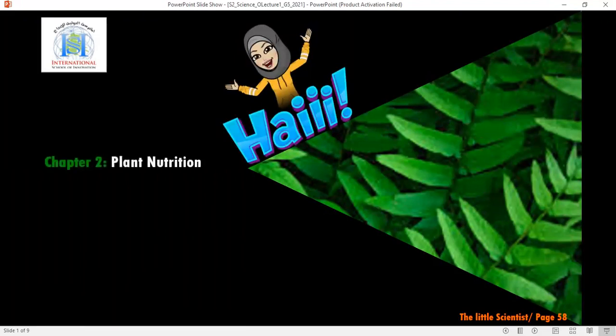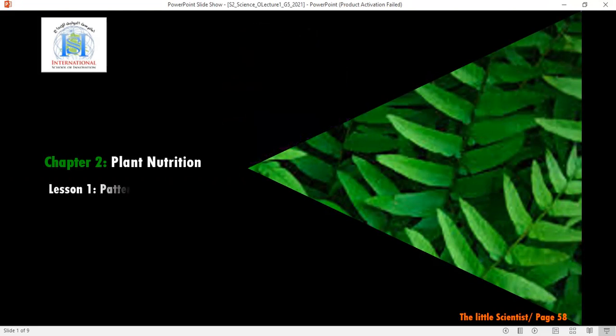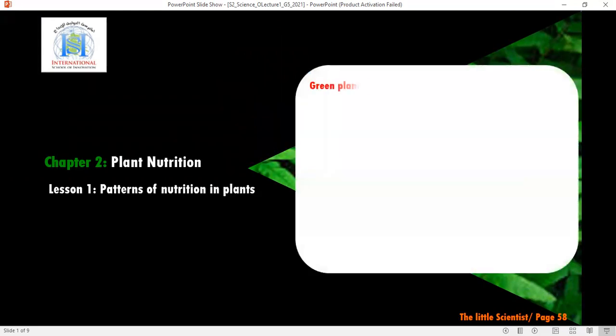So as you all know, plants like us are living organisms. So they need food to live and grow. This food gives them the energy they need. What are different ways plants use to get the food they need?